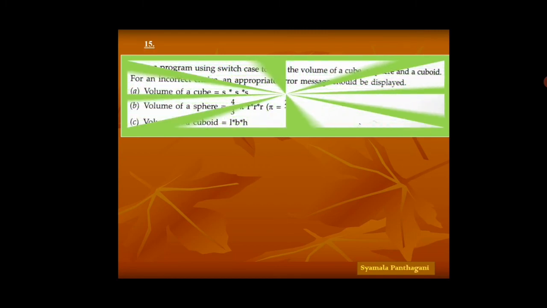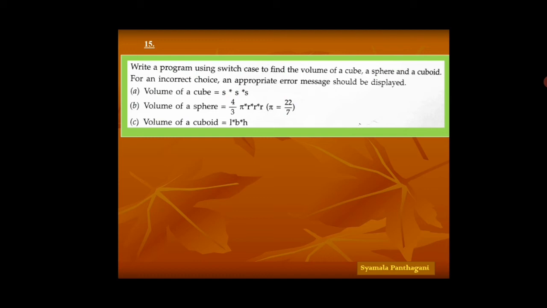Now come to the 15th program, that is, write a program using switch case to find the volume of a cube, a sphere and a cuboid. For an incorrect choice, an appropriate error message should be displayed. Volume of a cube is equal to s into s into s. Volume of a sphere is equal to 4 by 3 pi r into r into r. Volume of a cuboid is equal to l into b into h.